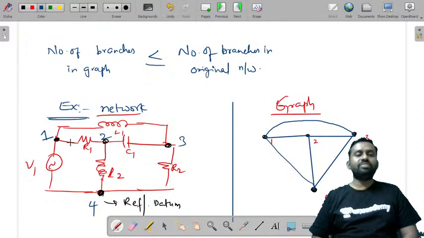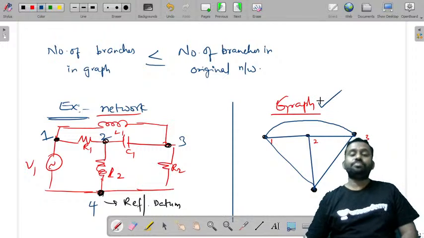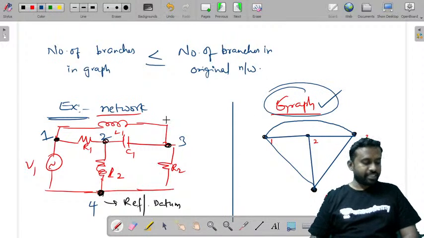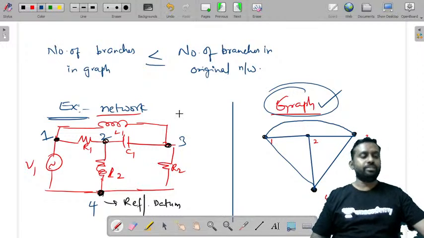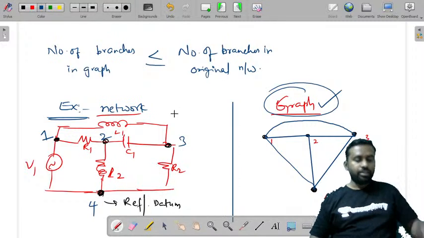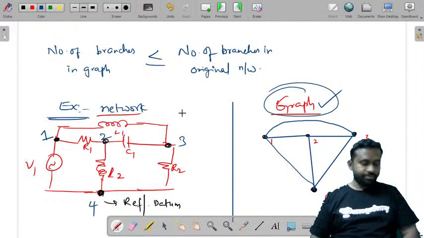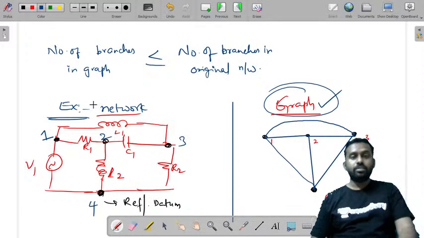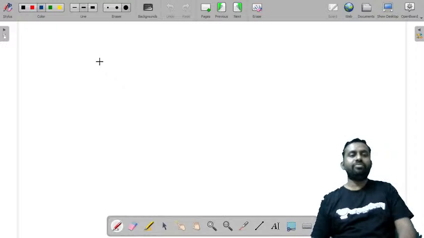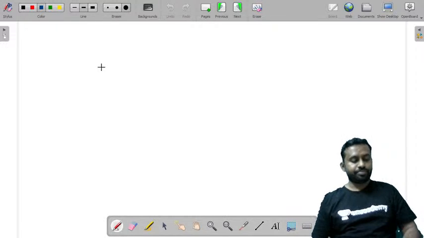So this replacement of the elements by straight lines or semicircular arcs, the voltage sources by a short circuit and the current sources by an open circuit, is said to be a graph of the given network. Now let us see the next one. We have seen what a graph is exactly.